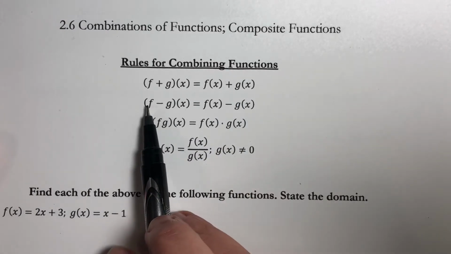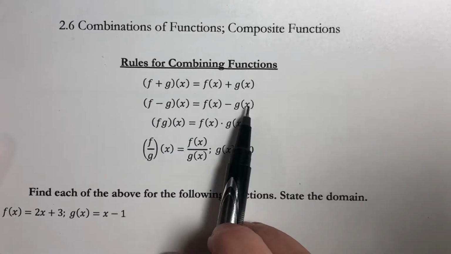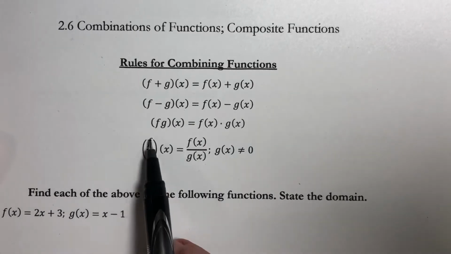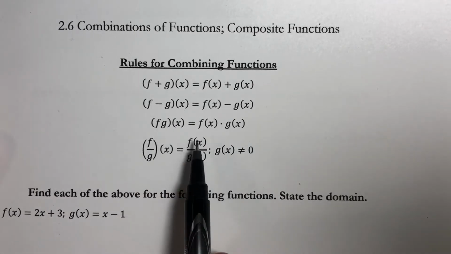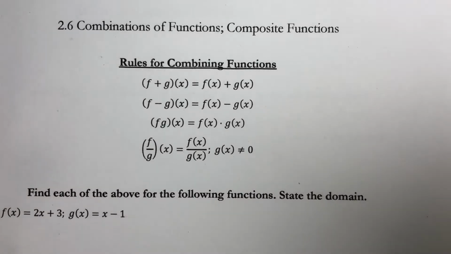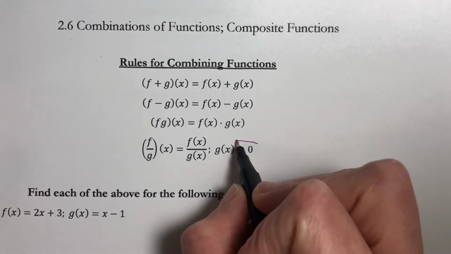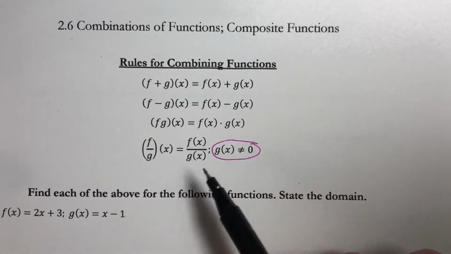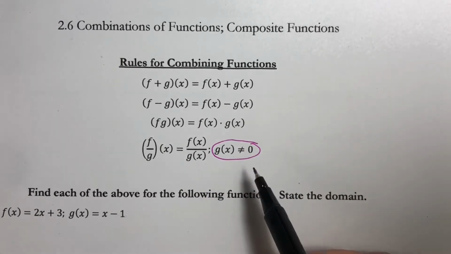If you're asked to find f minus g, you do the same thing, but you're going to subtract your two functions. If you see f g of x, you're going to multiply them. And if you see f over g of x, you're going to create a fraction out of them. Now notice right here that we have g of x not equal to 0, and that's because we are never allowed to divide by 0, ever. So we have to be aware of this.